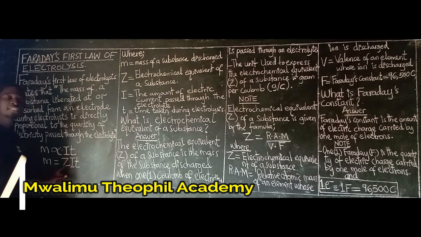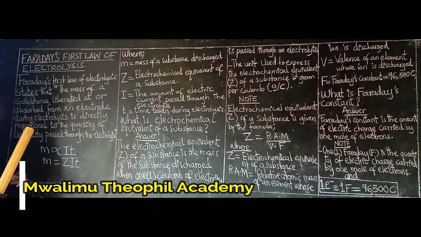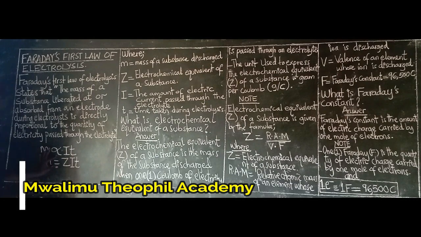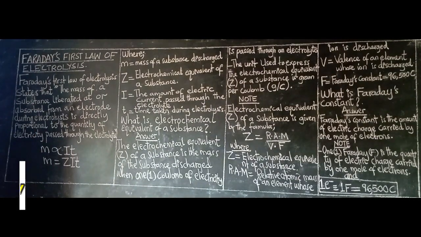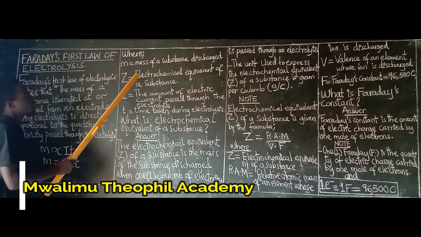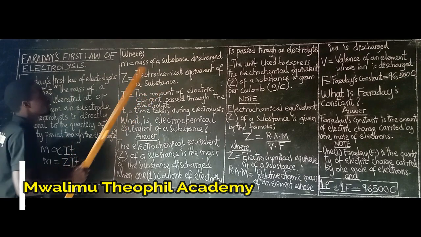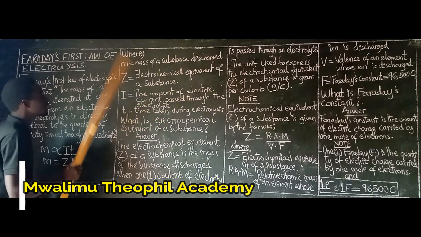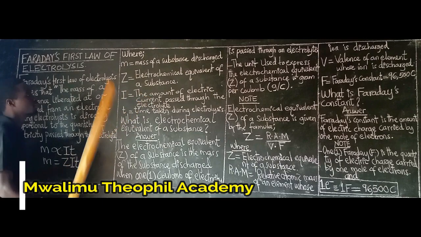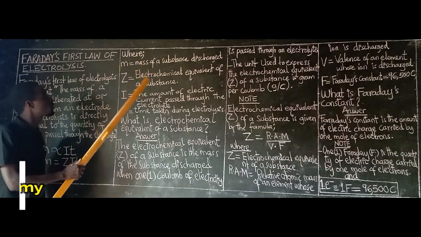What is the value of Z? Z is the constant value known as electrochemical equivalent. Now, this is a standard formula used to refer to Faraday's first law of electrolysis. And from this formula, M stands for mass of a substance discharged, Z stands for electrochemical equivalent of a substance to be discharged, I is the amount of electric current passed through the electrolyte, T is the time taken during electrolysis.